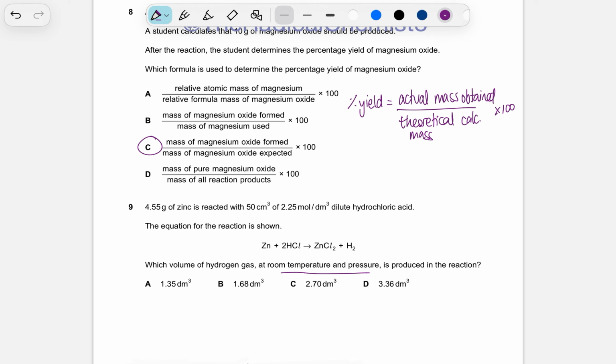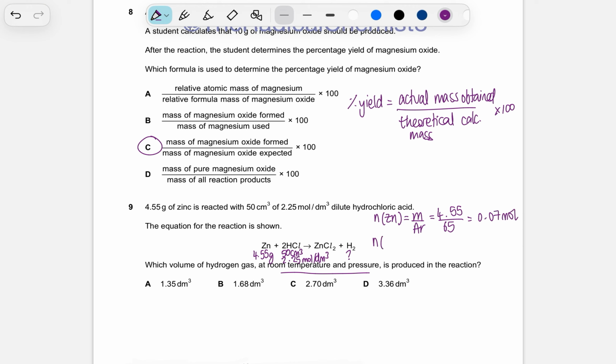So first of all, let's display all the data. We have to calculate the volume of hydrogen, and we are given 4.55 grams of zinc, and 50 centimeters cubed of 2.25 moles per decimeter cubed of hydrochloric acid. First, let's calculate the number of moles of zinc. This will be mass divided by Ar because it's a solid. So this will be 4.55 divided by the Ar of zinc from the periodic table, which is 65. This gives you 0.07 moles.